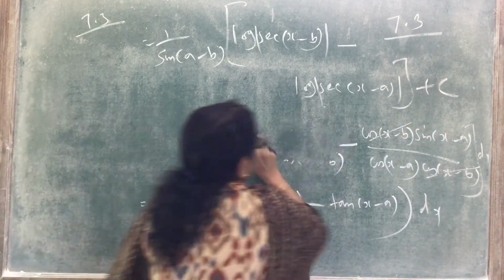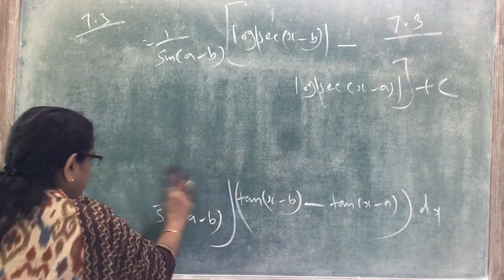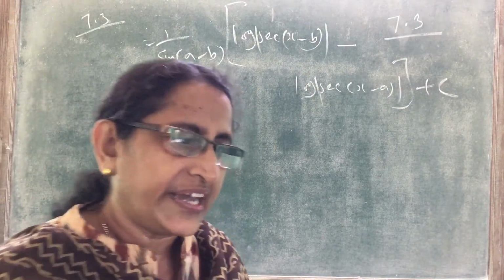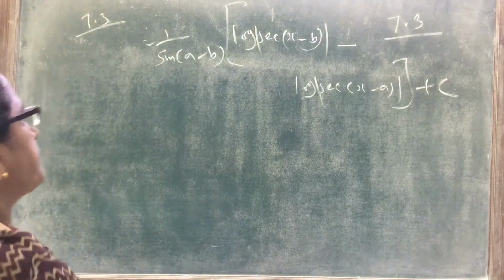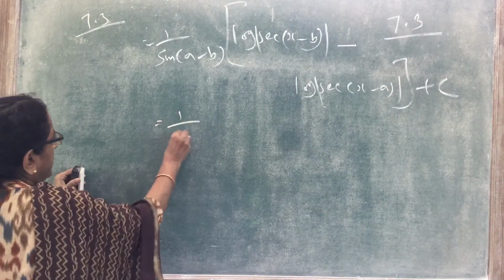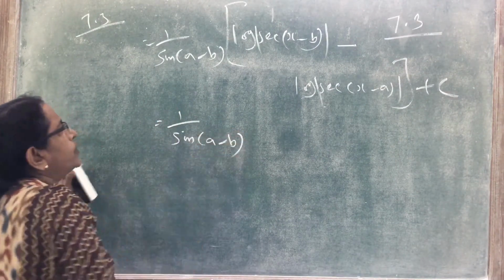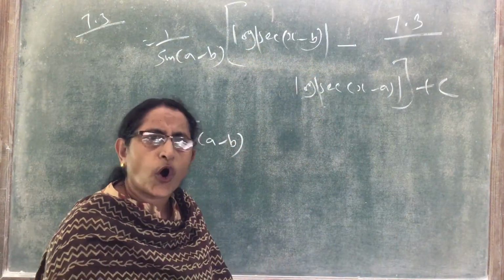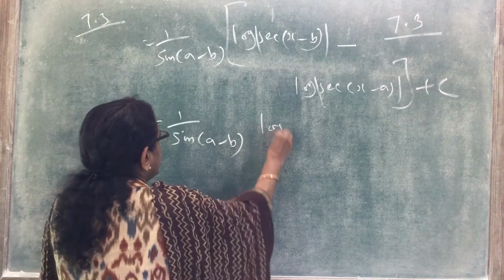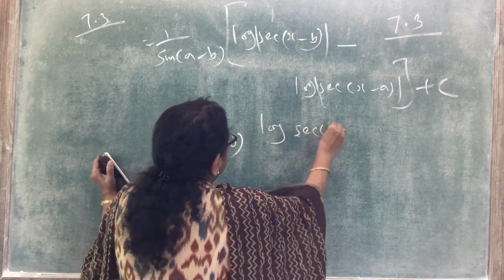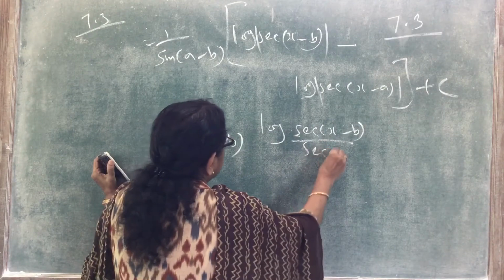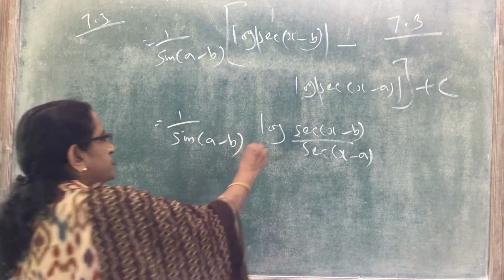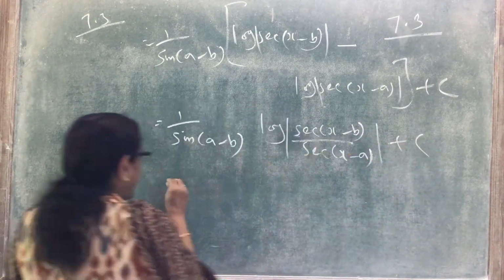Now just to simplify and write. The integral of tan(x minus B) minus the integral of tan(x minus A) equals 1 by sin(A minus B) into log sec(x minus B) minus log sec(x minus A). Log A minus log B is log A by B, so that is log of sec(x minus B) divided by sec(x minus A), plus C. Again we can simplify this.